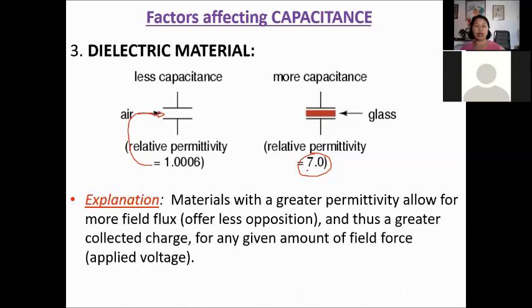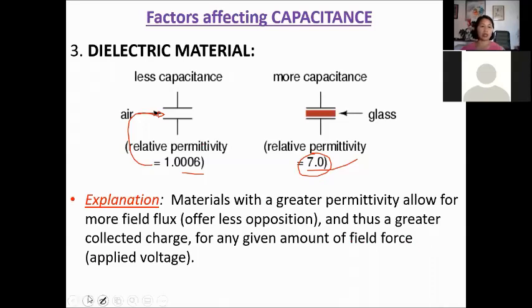So the dielectric constant is higher if the material is solid compared to gas. So materials with greater permittivity allow for more field flux and thus a greater collecting charge, greater for any given amount of field force.